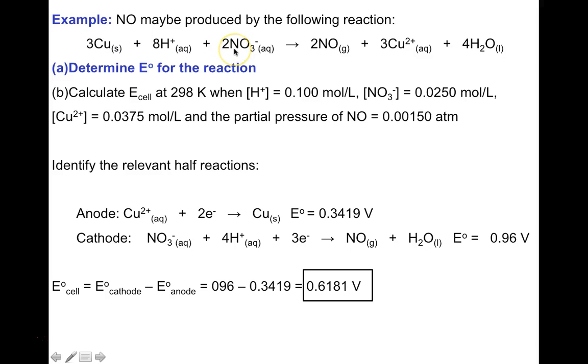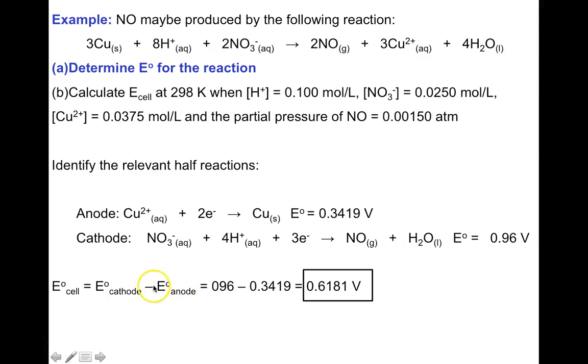Nitrogen in nitrate has an oxidation number of +5. Nitrogen in NO has an oxidation number of +2. So nitrogen is being reduced by 3 electrons. And this is the reduction reaction that's written here. It's the cathode reaction. So nitrate plus 4 moles of acid plus 3 electrons reduces to nitrogen monoxide and water, and the standard reduction potential for this one is 0.96 volts.